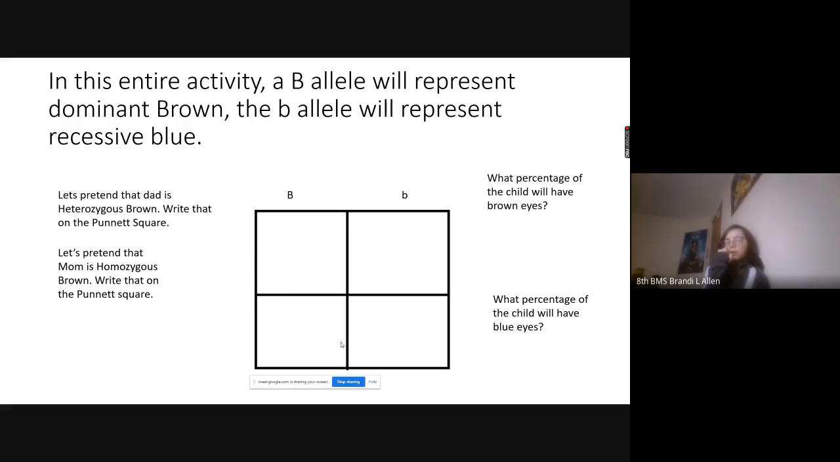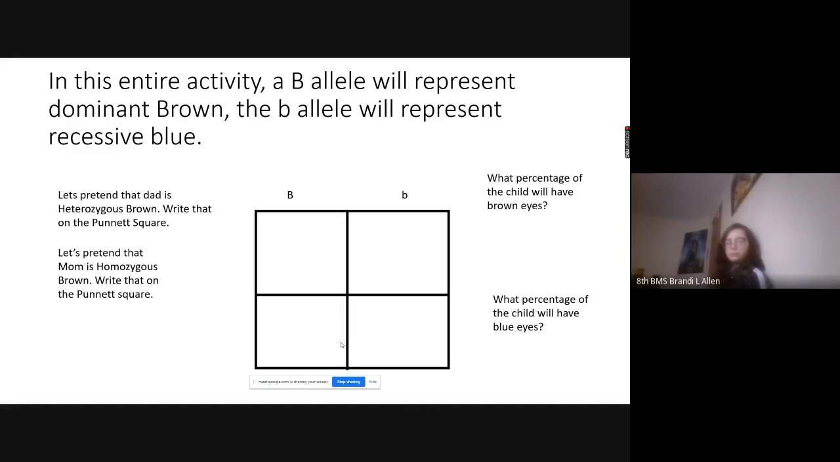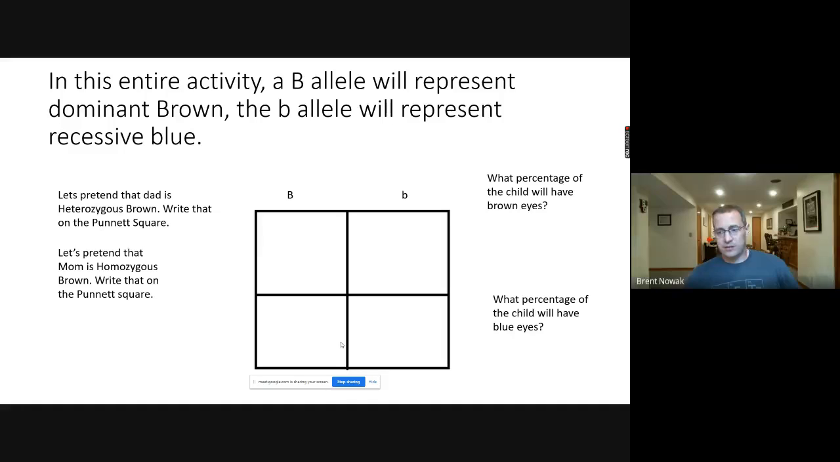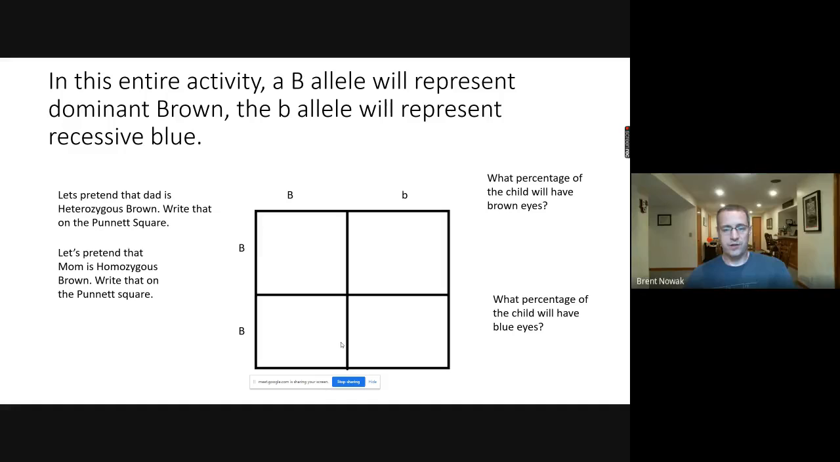Lowercase b and lowercase b. No. I get it, Jocelyn. You don't have to shake your head. Uppercase B and lowercase b. No. Okay. What do you think? Uppercase B and uppercase B. Can anybody confirm or deny? The homozygous brown would have to be two capitals. Very good. So mom would look like that.